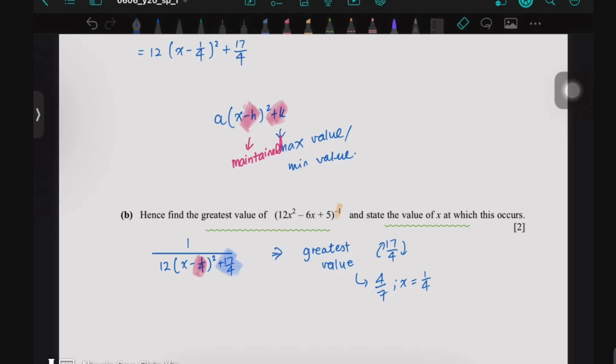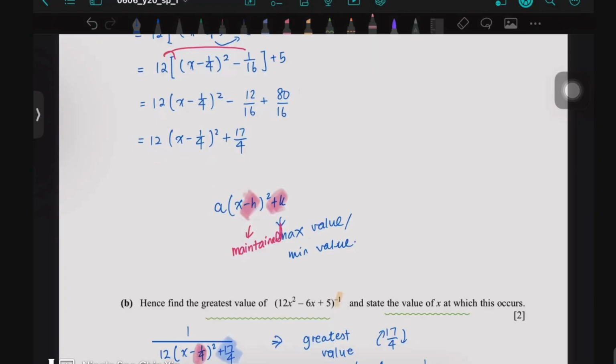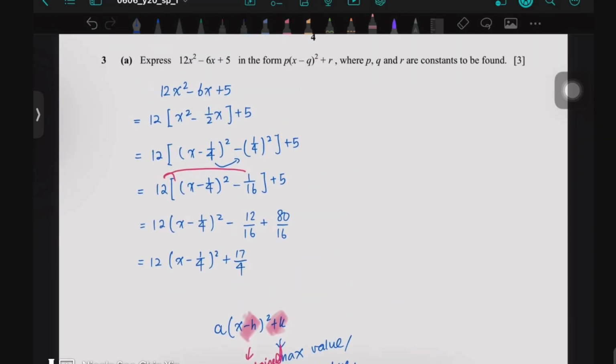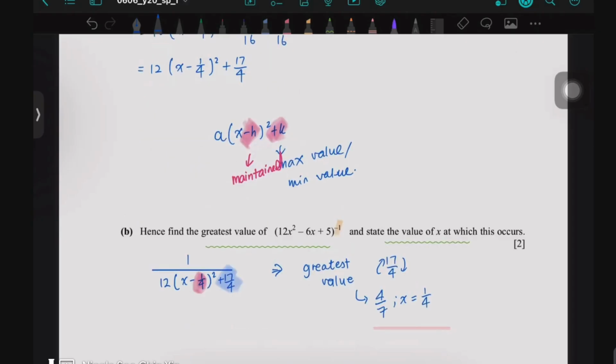Okay, final answer will be this. Greatest value is 4 over 17, x equals to 1 over 4. Okay, one more thing. Just now in the question they said P, Q, R to be found. So do an extra step for part A. You just write that P equals to 12. Okay, Q equals to 1 over 4. R equals to 17 over 4. Okay.